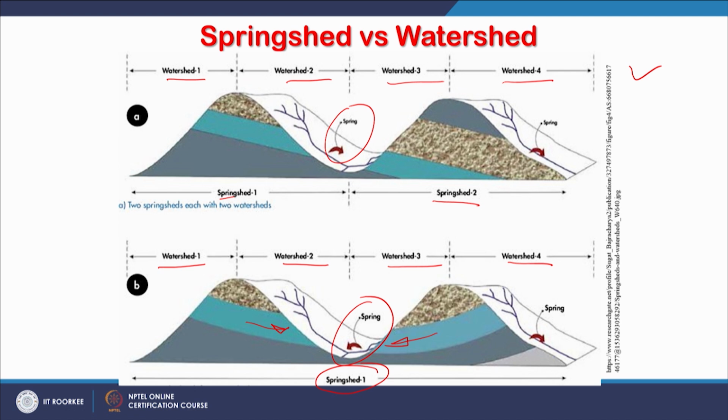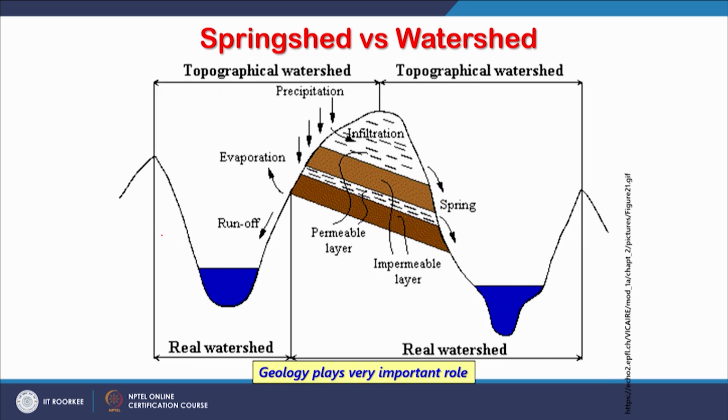So, this geologic rock arrangement, their dipping, their structures play a very important role in the case of springsheds. They may not play much role in watersheds, because watersheds are based on the topographic ridges or topographic boundary, whereas springshed is not depending on that. Springshed is depending on the geological setup. This is the important point, and therefore, as mentioned here, geology plays a very important role in springsheds.